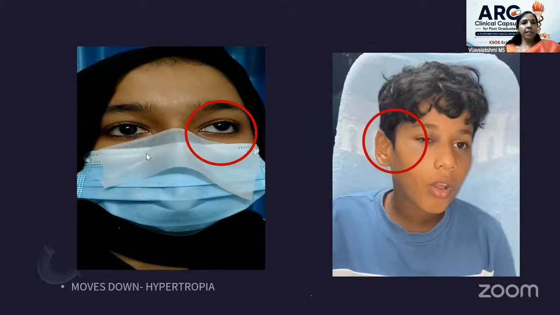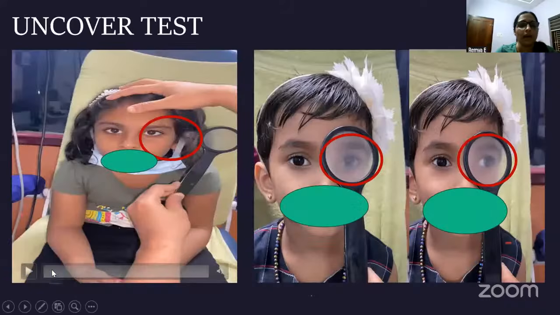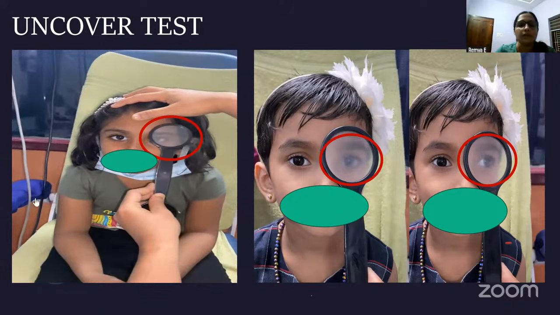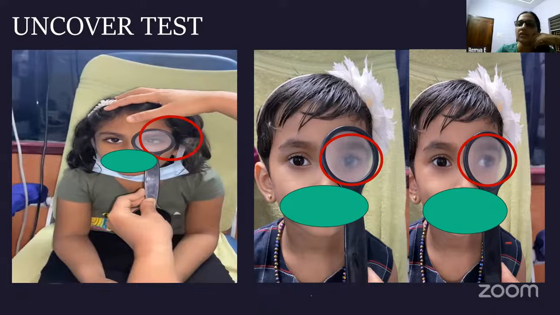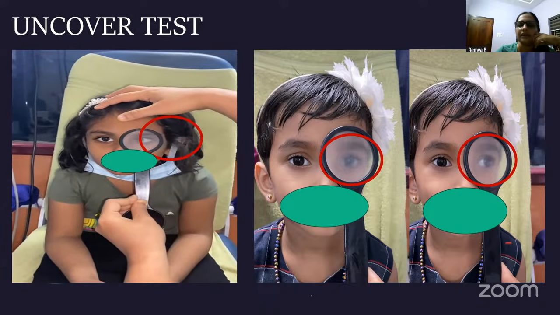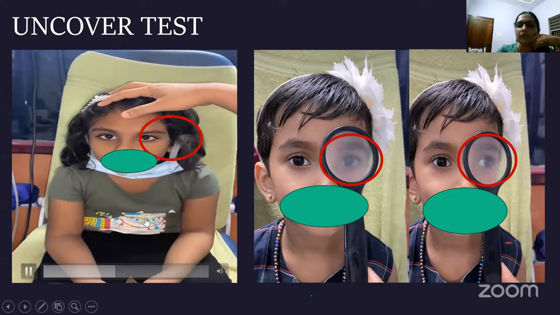Okay. So now you can see I'm covering, I don't know which eye is normal. So I'm covering apparently normal. Both eyes are looking normal. So I'm covering one of the eyes. Now I'm looking at the other eye, there is no movement. But what happens? The eye under cover is going in. So actually, just once more, you can see the eye under cover is going in. So that means it is esophoric.